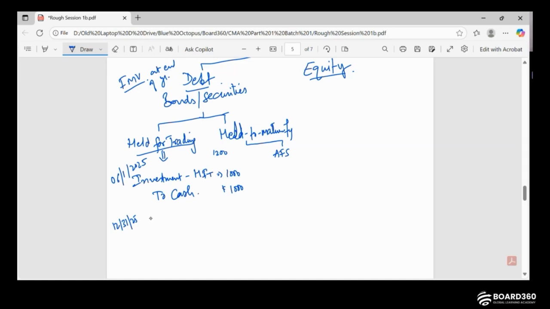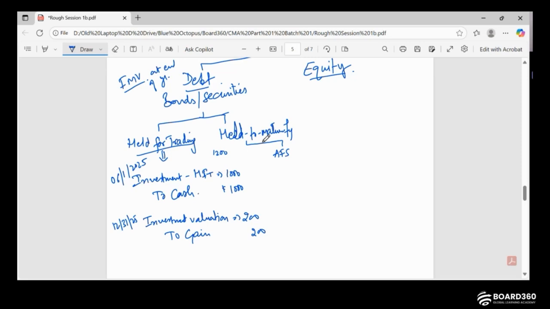So you will report that by increasing the investment. You can either add this $200 to investment HFT or you can create an investment valuation account for the same. Investment valuation 200 to gain 200. Okay. So in short, held for trading securities are reported at fair market value.